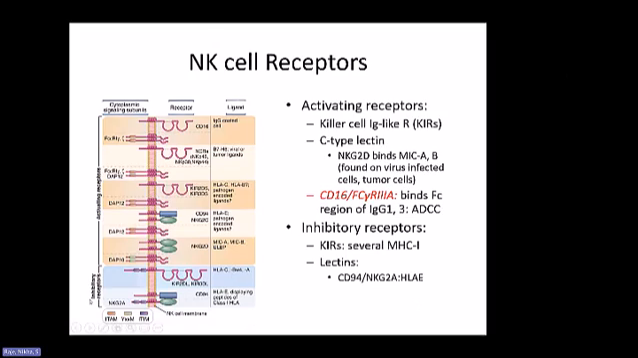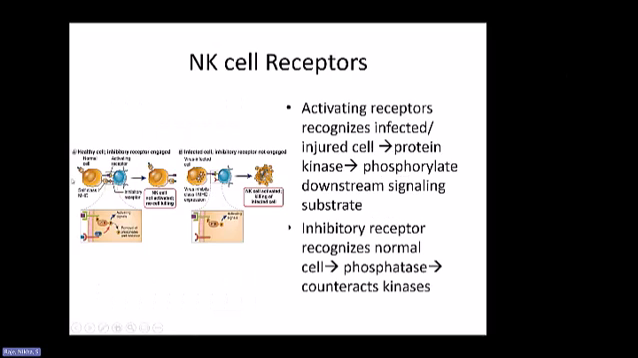So remember, these inhibitory receptors have ITIMs at the end of them compared to the activating receptors that have ITAMs at the end of them. We had talked about ITIMs and ITAMs. We'll talk about it again if you guys need a refresher. These activating receptors recognize infected or injured cells, and they lead to protein kinase activation, leading to phosphorylation of downstream signaling substrates.